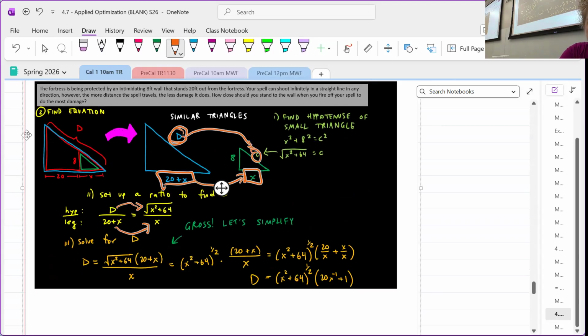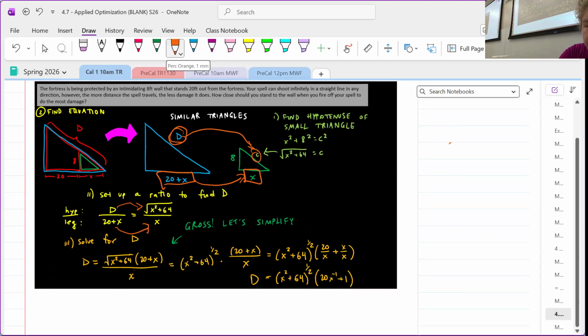So we took the setup with similar triangles and set up this ratio, D over 20 plus X equals the formula for C over X. And then we multiplied by 20 plus X, and this was our formula for D down here. And cool, that is a formula for D, but I don't want to do calculus on that. And yet that is what we are stuck with.